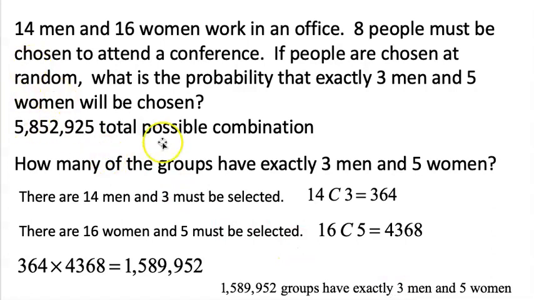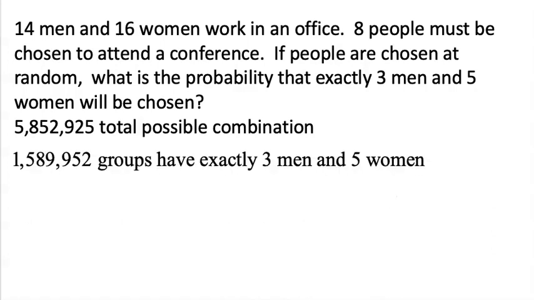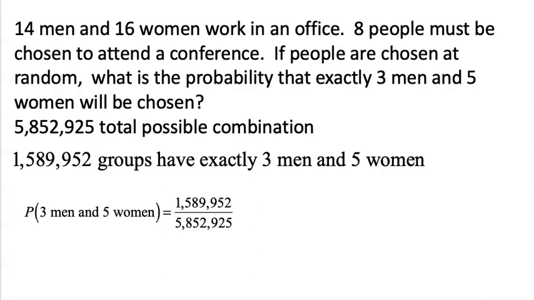What were our total number of combinations? 5,852,925. So our probability of getting exactly 3 men and 5 women will be that fraction. Again, doing this in Excel would make a whole lot of sense. We go ahead and get our number of 0.2717.